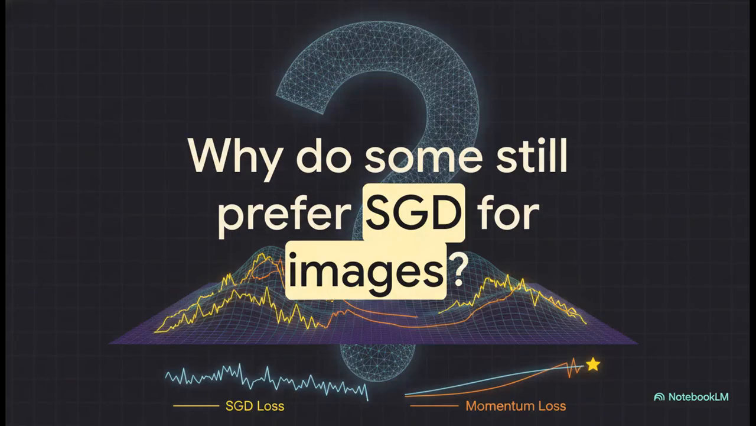But I'm gonna leave you with this final thought to ponder. While Adam clearly wins on speed and ease of use, there's actually an ongoing debate in the AI community. Because of that beautiful, erratic noise we saw in pure stochastic gradient descent, some researchers argue that SGD with momentum actually settles into flatter, better generalizing values for specific tasks, like image classification. It's a great reminder that in the complex 3D loss landscape of neural networks, sometimes taking the smoothest, most direct path isn't always the best way to truly understand the world.